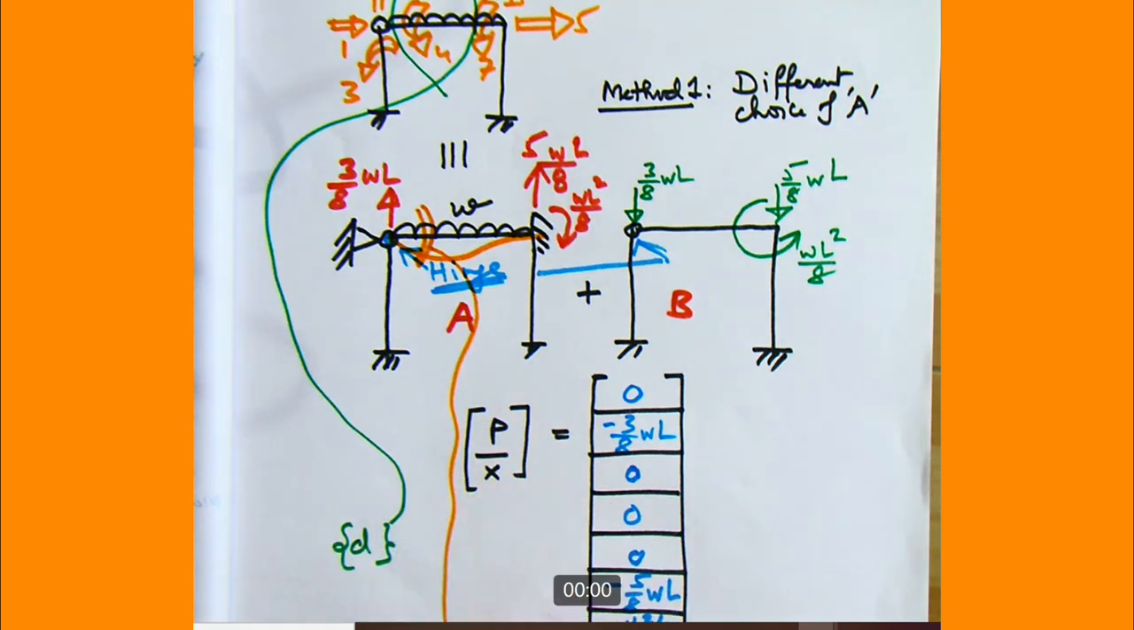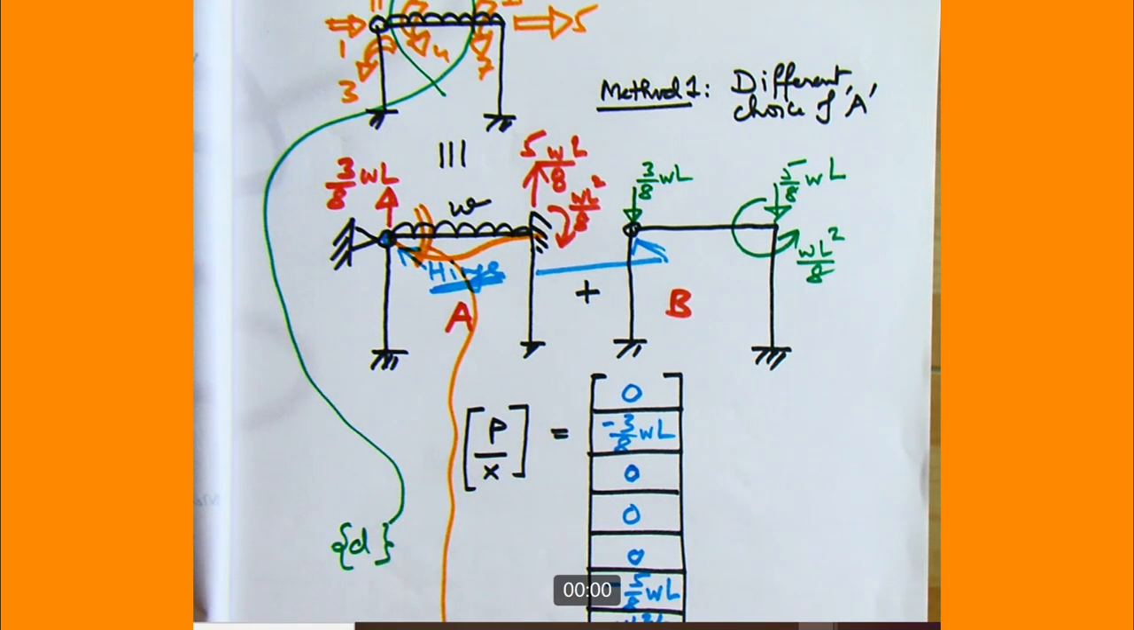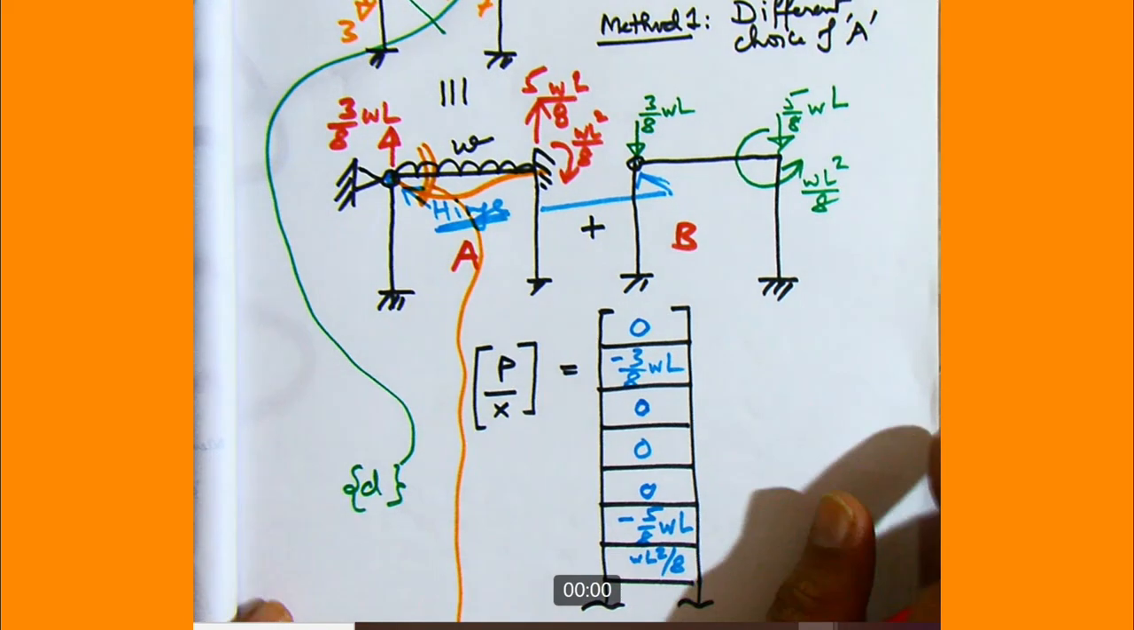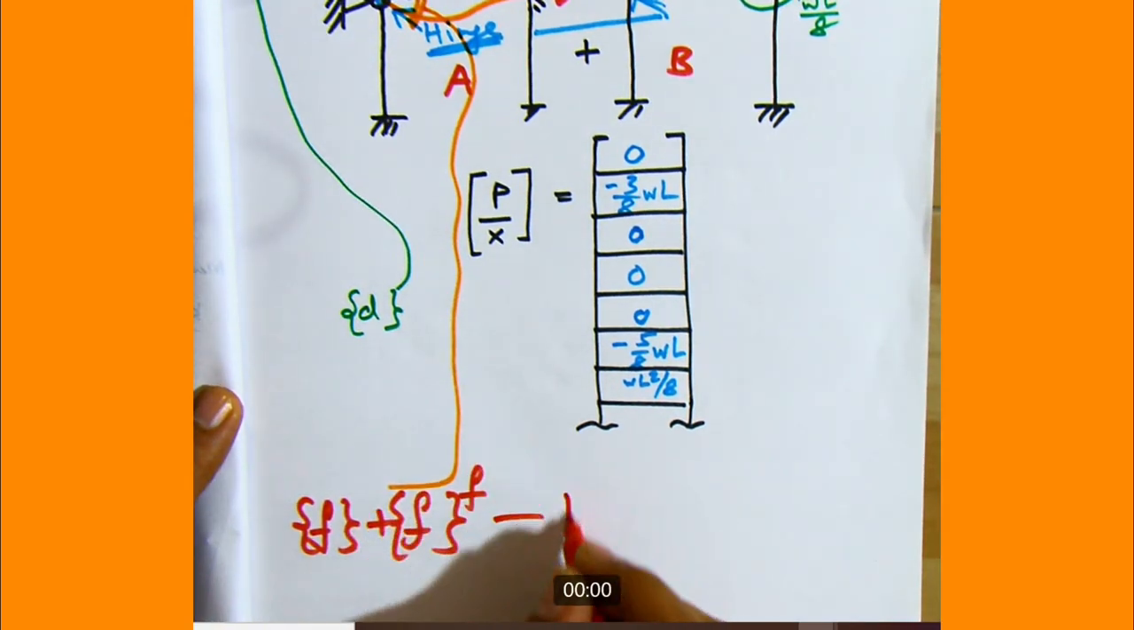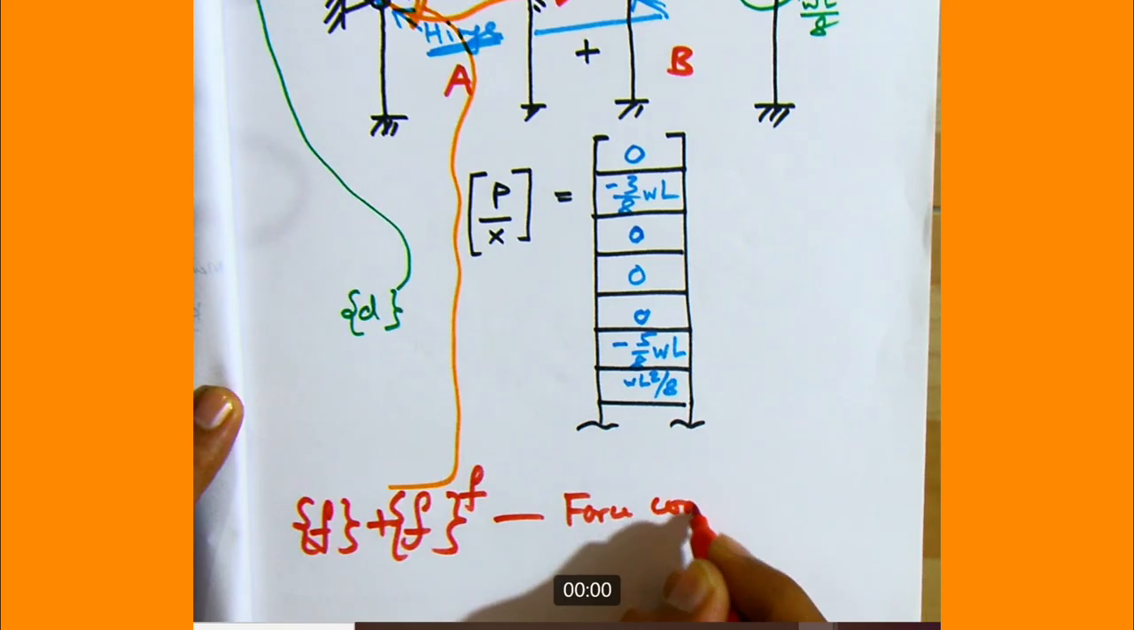The force correction we do, that we add the force corresponding to the fixed ended forces. This is force correction, and then we do the displacement correction also.